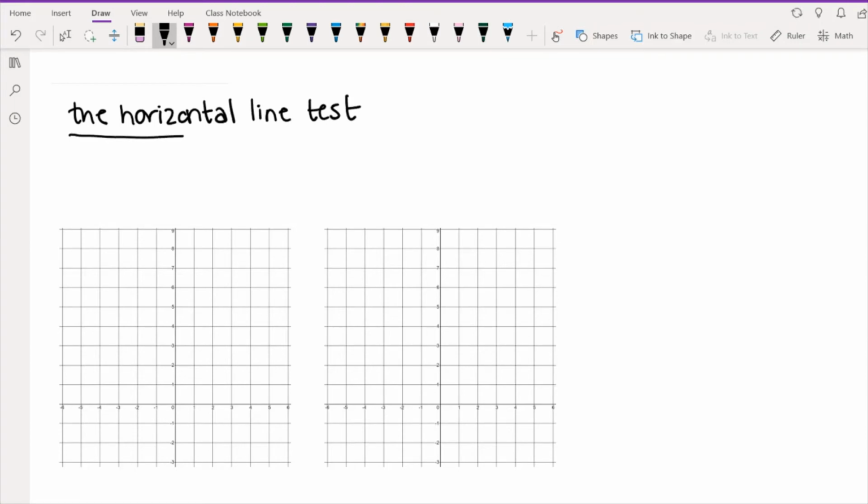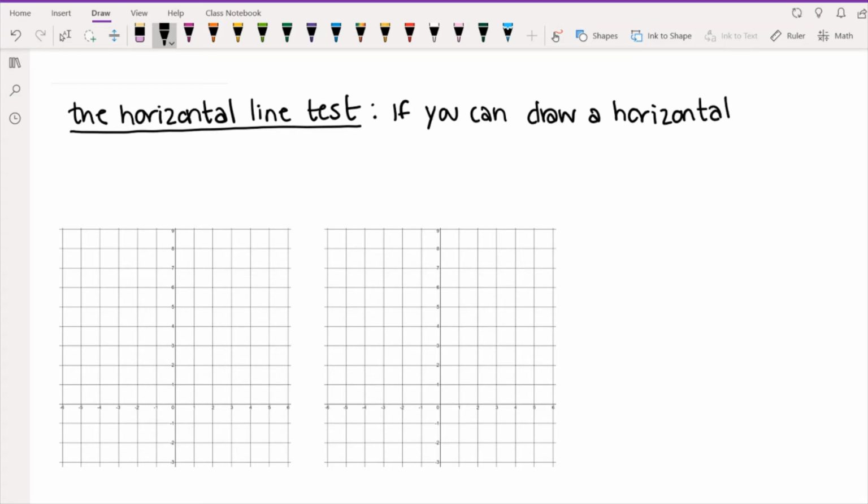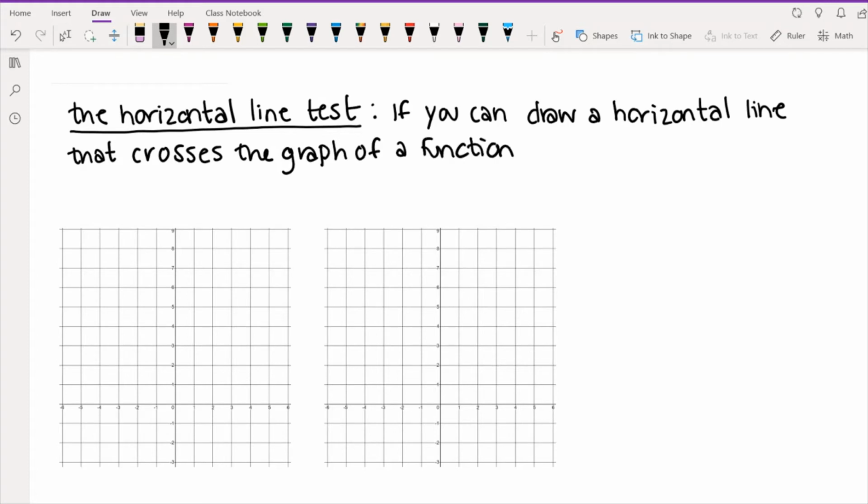So the horizontal line test says that if you can draw a horizontal line that crosses the graph of a function more than once, that would mean that it is not one-to-one.